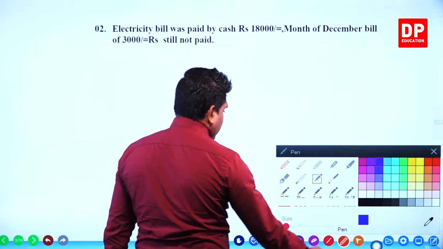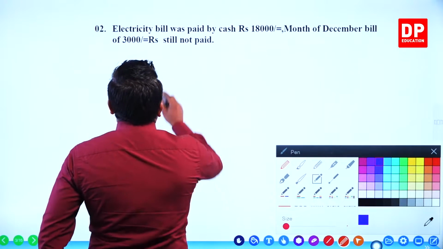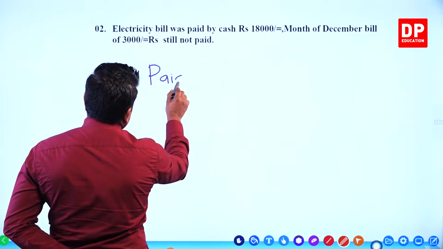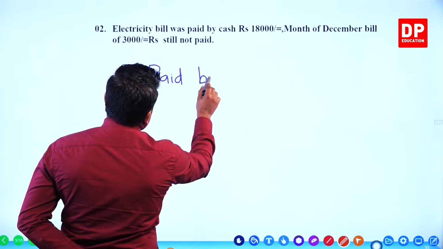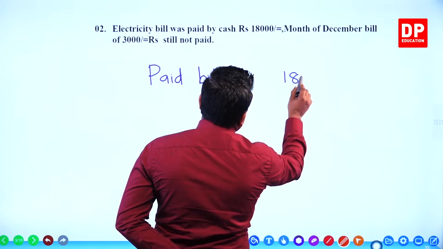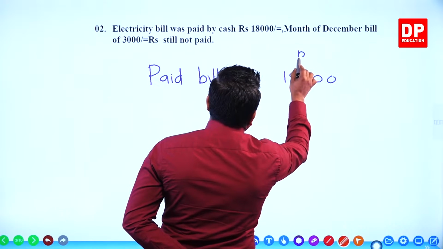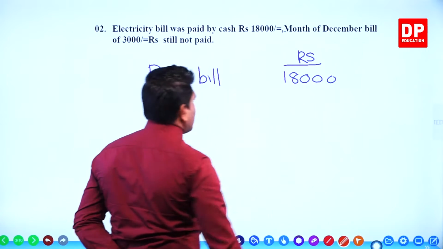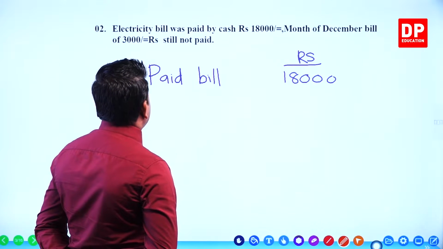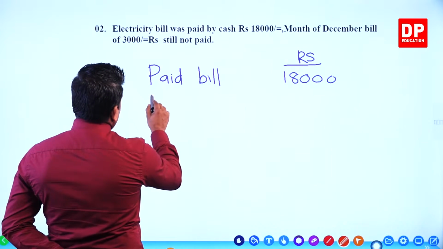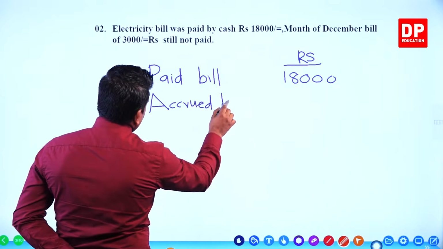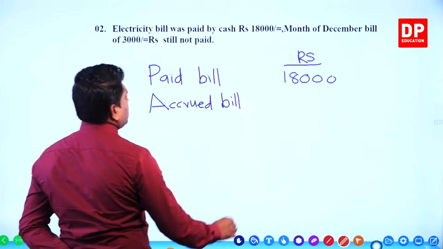I taught you to do the calculation first. Electricity bill paid. How much paid? 18,000. You know these are rupees, not dollars. The December bill of 3,000 is still not paid. Then accrued how much? The accrued bill, accrued expense, how much? 3,000.